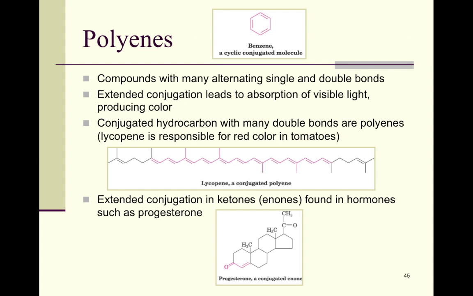Polyenes. Compounds with many alternating single and double bonds are known as polyenes. The extended conjugation leads to the absorption of visible light, producing color. Conjugated hydrocarbons with many double bonds are polyenes. Here we have an example of lycopene, which is responsible for the red color in tomatoes. Extended conjugation in ketones, or enones, is found in hormones such as progesterone.